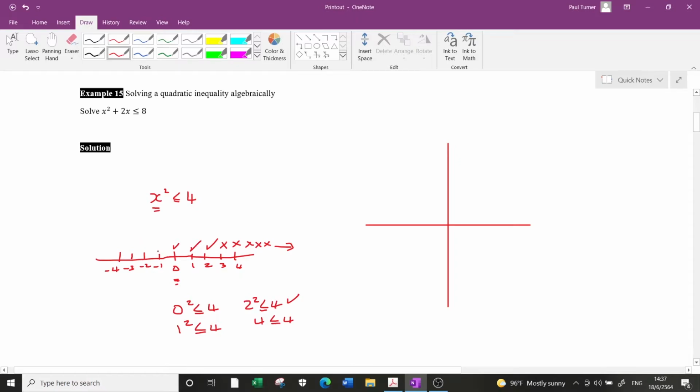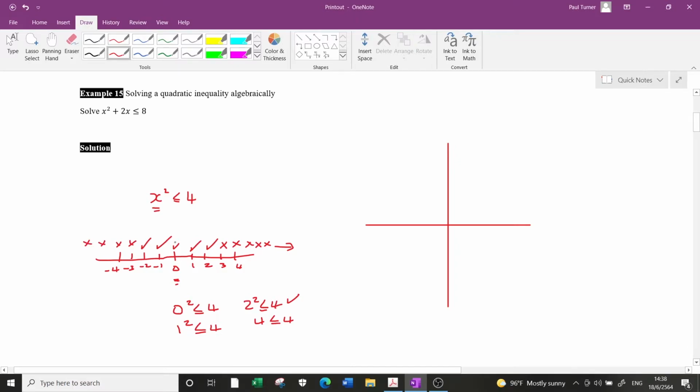How about minus 1? Minus 1 squared is 1. Is 1 less than 4? Yes. Minus 2 squared is 4. So that's true. Minus 3 squared is 9. We have the same problem as this side. 9 is not less than 4. So these are going to be wrong in this direction.